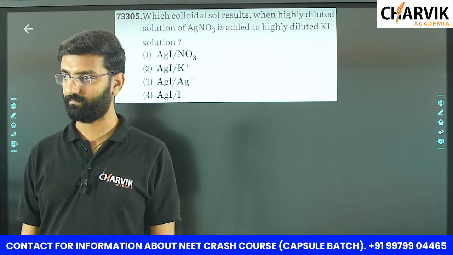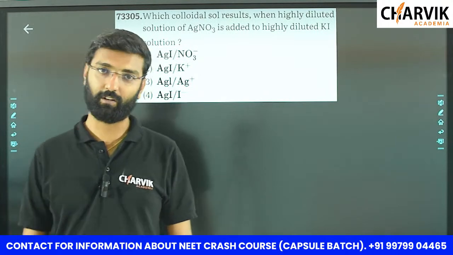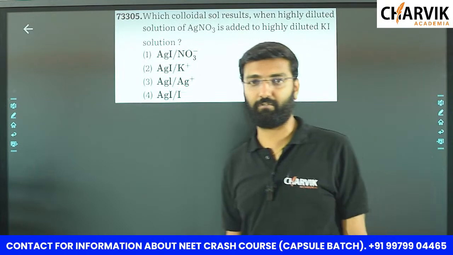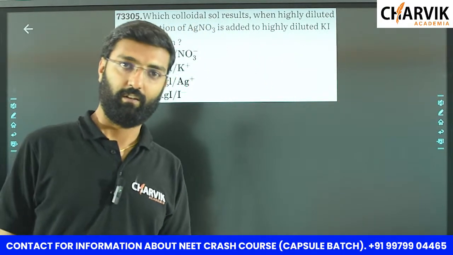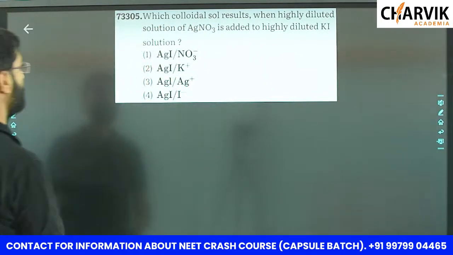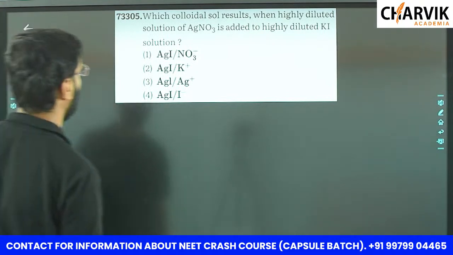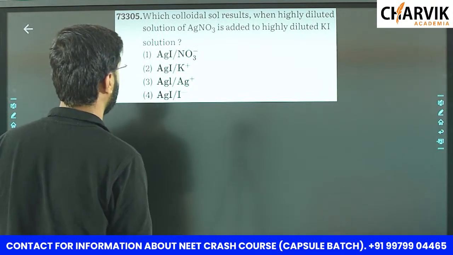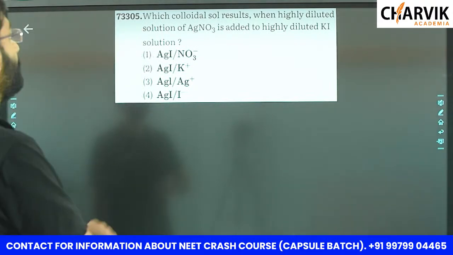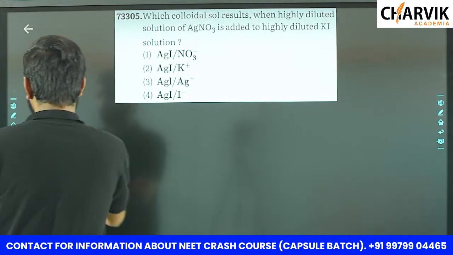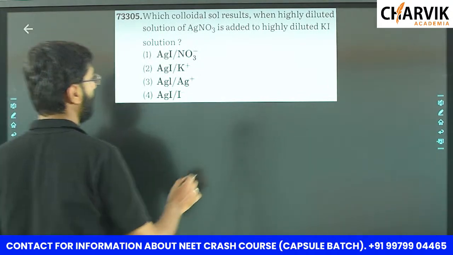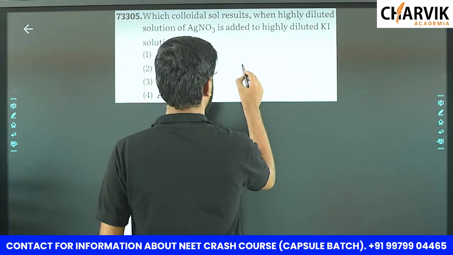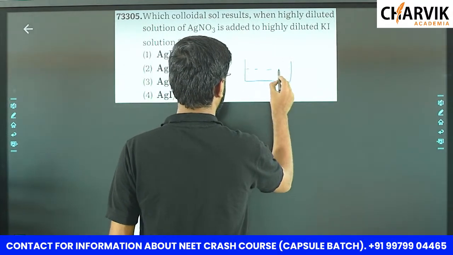Okay, so friends, we are going to solve GUJCET 2022. Then our first question: which colloidal sol results when a highly diluted solution of AgNO3 is added to a highly dilute KI solution? Okay. So you have a solution of KI.